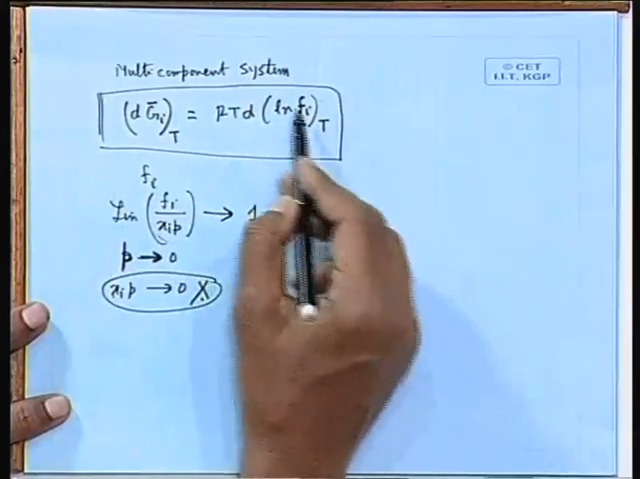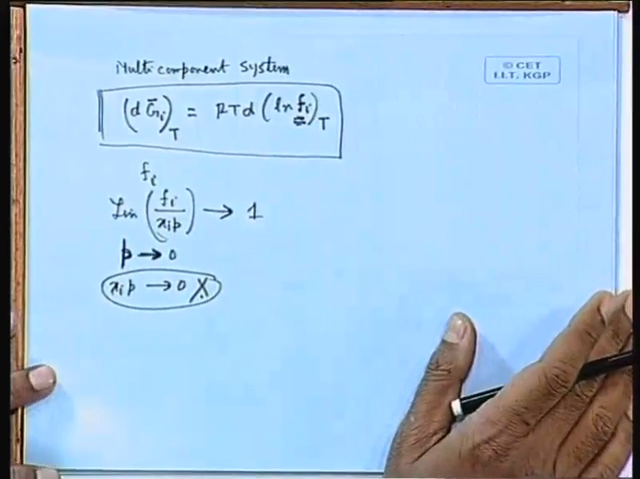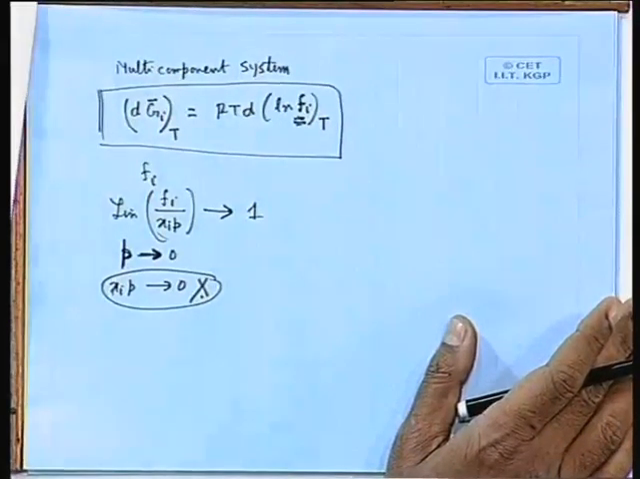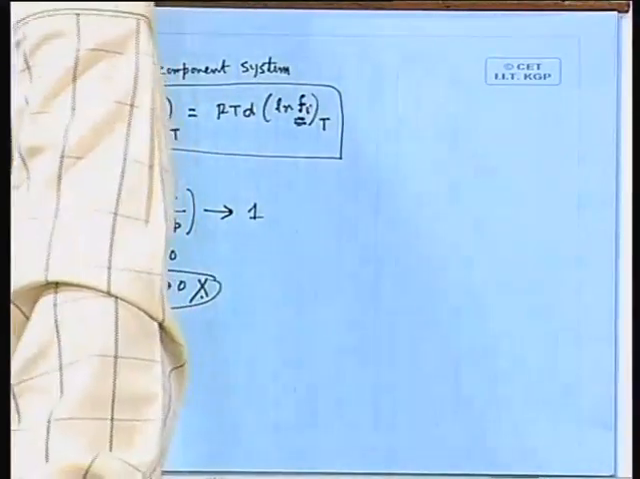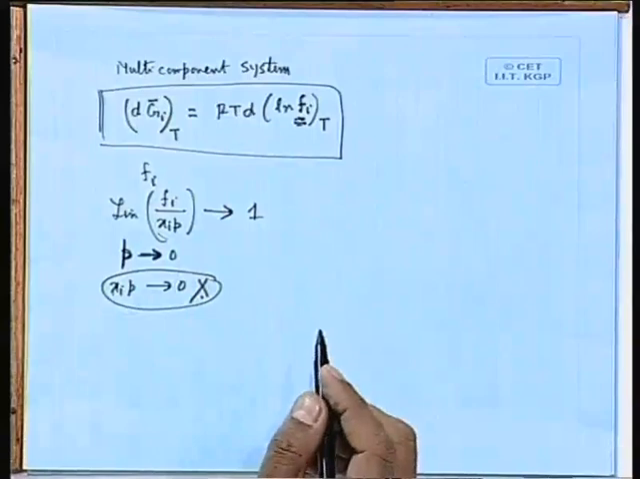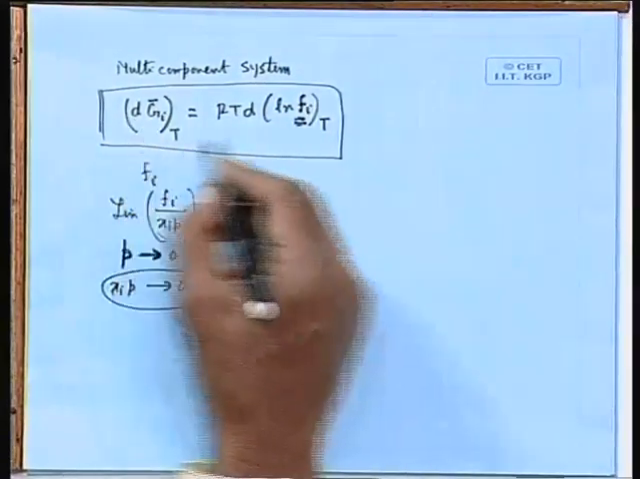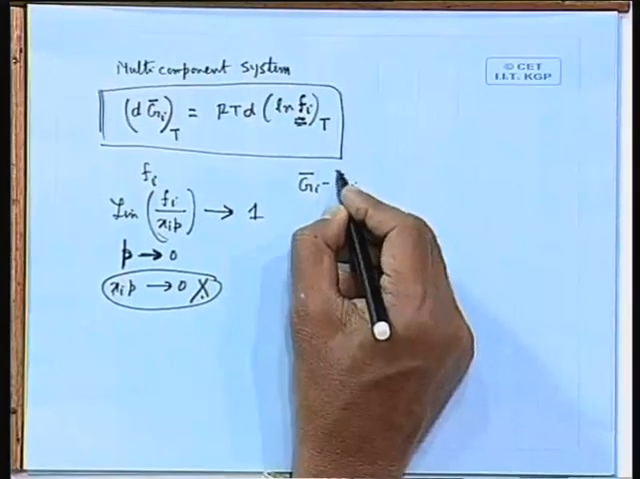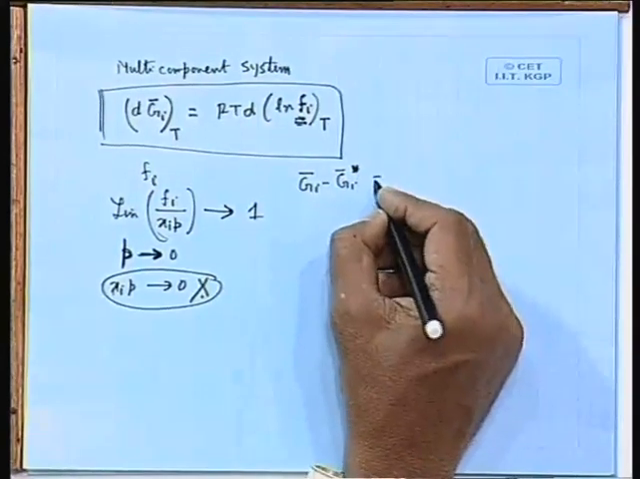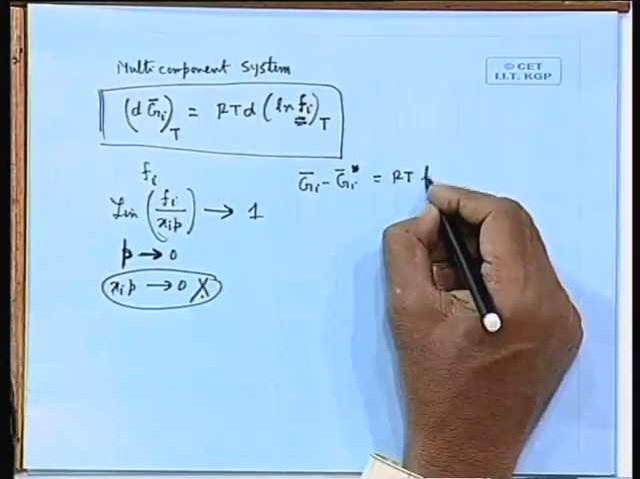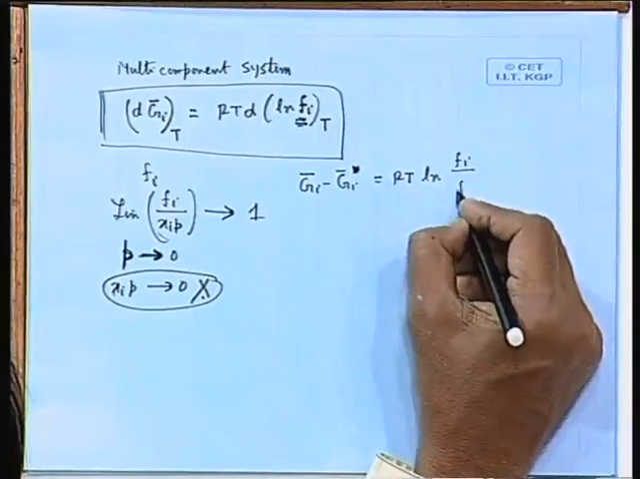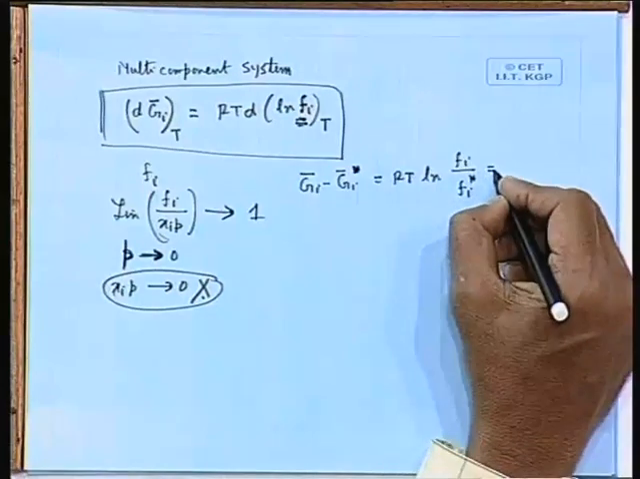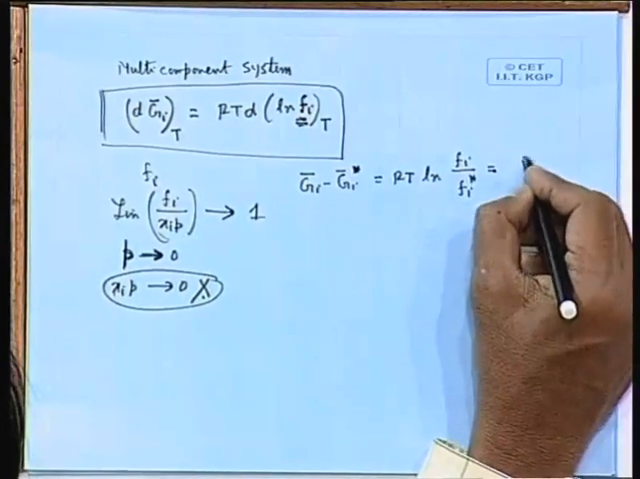So this is the basic concept of the fugacity of an ith component in a multi-component system, and we can find the expression for fugacity in a multi-component system in a similar way as we have done for a single component system. How can we do it? We can integrate this equation and write it this way: Gi bar minus Gi bar star, where this is a reference state, is RT, if we integrate this, ln Fi by Fi star, that is the reference state, and that equals, similarly, the integral of Vi bar dP.